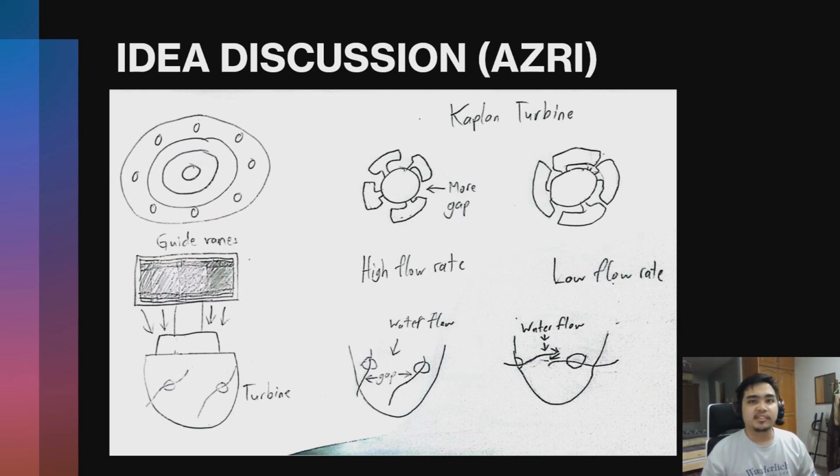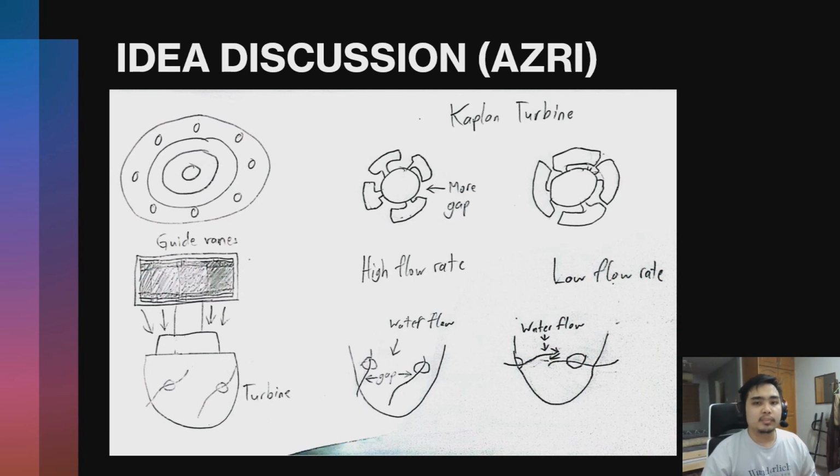My name is Muhammad Azri, EC-19097, and this is my idea for the mini hydro turbine. So this is my initial drawing and also my initial idea, which is to use a Kaplan turbine. The Kaplan turbine has two states: during a low flow rate, you have the blades in a smaller gap, and during the high flow rate, you will have a bigger gap between the blades.